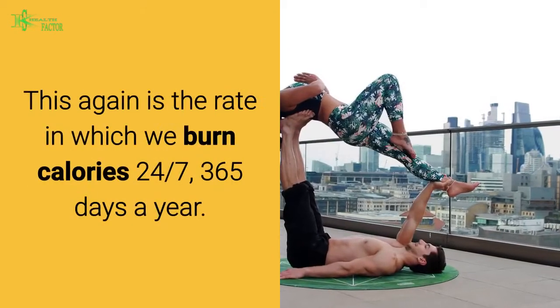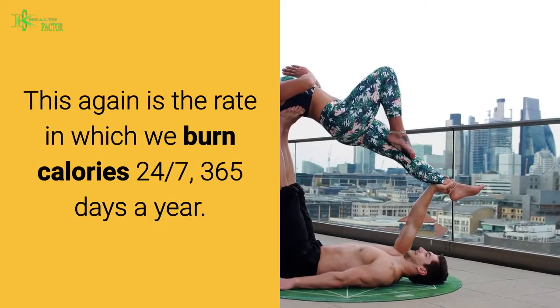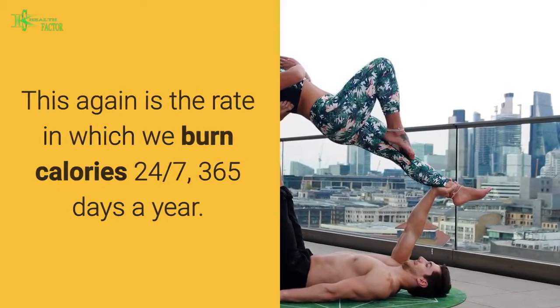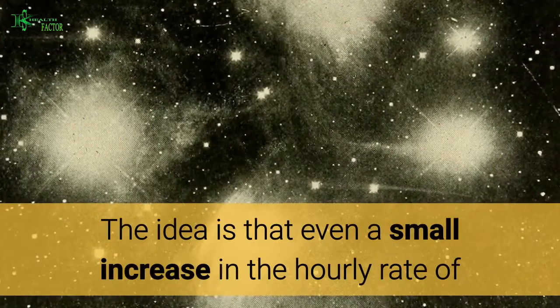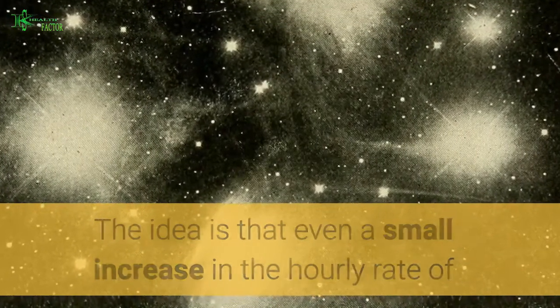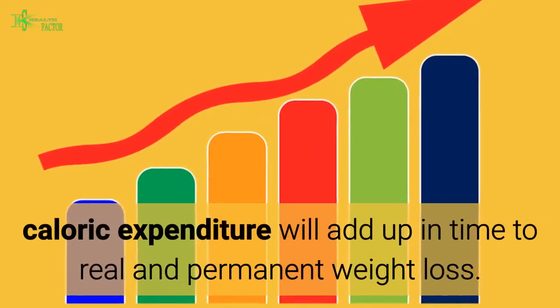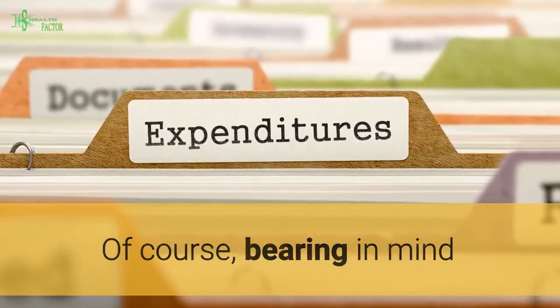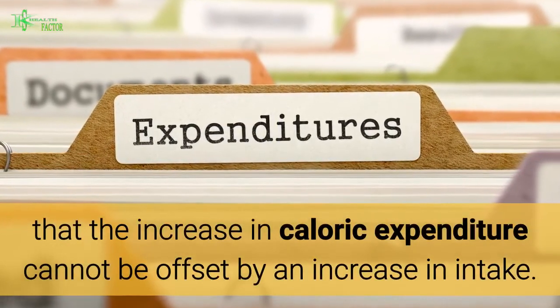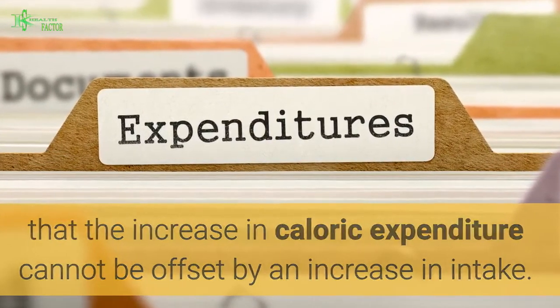This again is the rate at which we burn calories 24/7, 365 days a year. We burn calories even asleep. The idea is that even a small increase in the hourly rate of caloric expenditure will add up in time to real and permanent weight loss. Of course, bear in mind that the increase in caloric expenditure cannot be offset by an increase in intake.